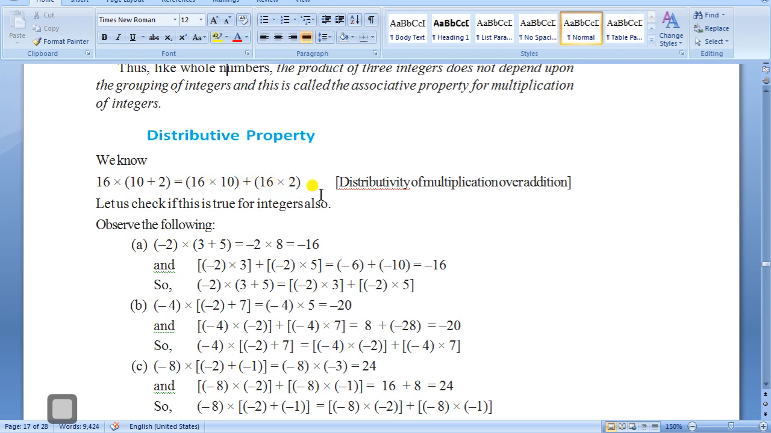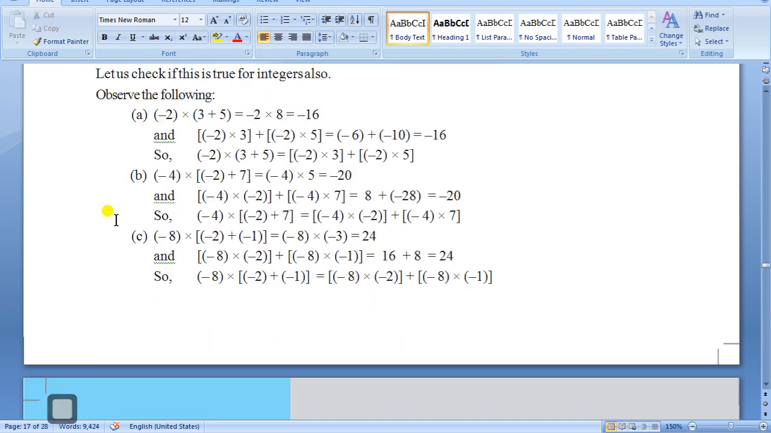Now the next one is the distributive property. We know that 16 into 10 plus 2 is equal to 16 into 10 plus 16 into 2. Distributivity of multiplication over addition. Let us check if this is true for integers also.